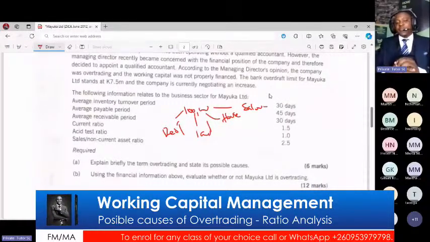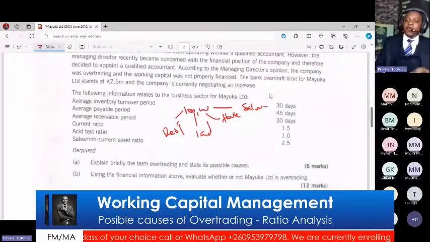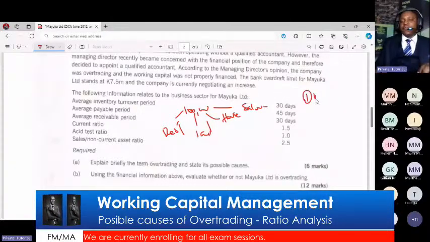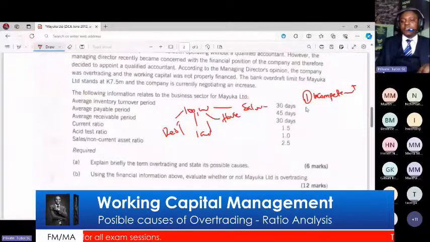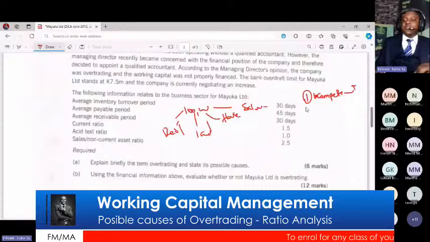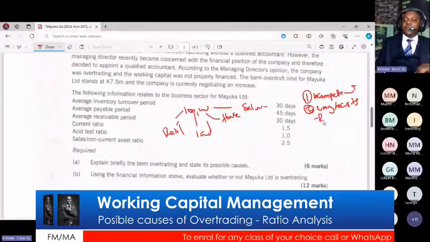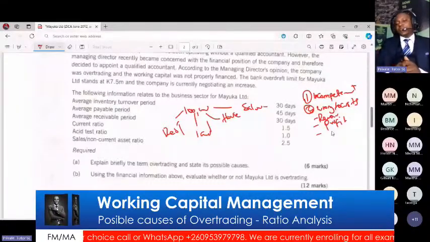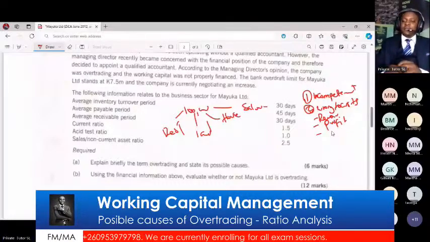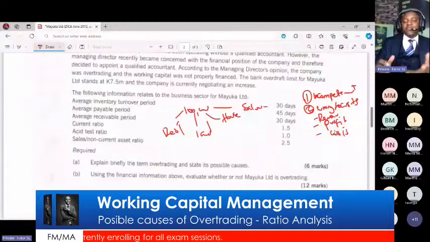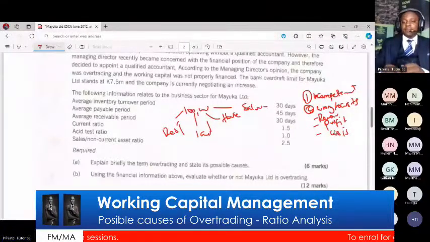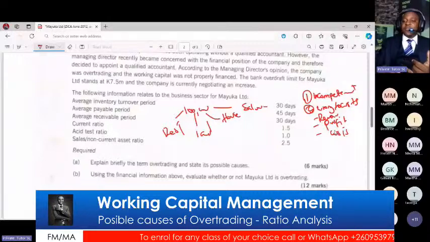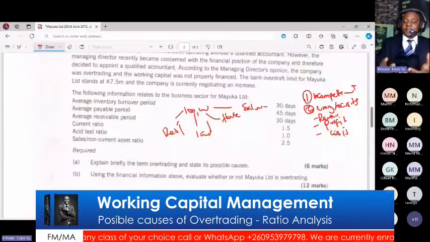Now, what are the possible causes? Some of the possible causes of overtrading, number one, is incompetent management. When you have an incompetent management, your company may begin to overtrade, because they are going to make wrong forecasts: wrong forecasts of revenues, profits, and costs. These may make it difficult for your business to progress. Imagine if you overstate your profit or your revenue. You begin to use money which is not going to come because you think it's going to come. So with incompetent management, you begin to make wrong forecasts of revenue, profit, and cost.